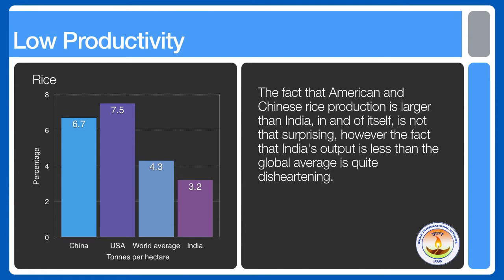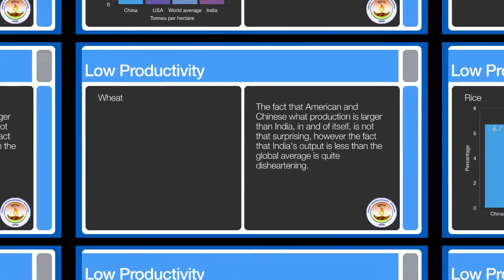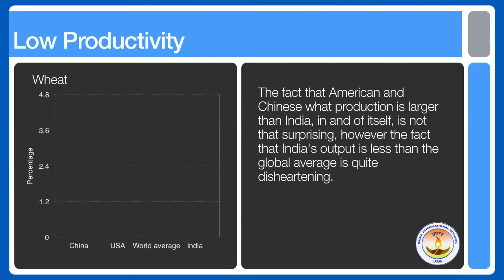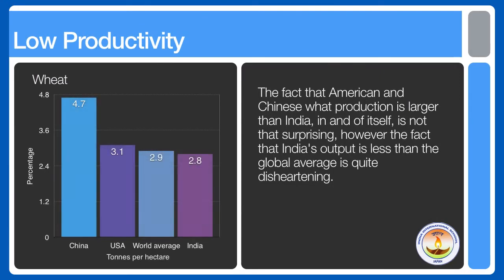So if we look at this rice graph on the left-hand side of this slide here, we notice that China has a production of 6.7 tons per hectare, whereas the United States is 7.5, the world average is 4.3, and India is below the world average at 3.2. Next, if we move on to wheat, we see the exact same phenomenon. This time, China is way ahead of the rest of the world at 4.7. The United States is slightly above the world average, and India is slightly below the world average.